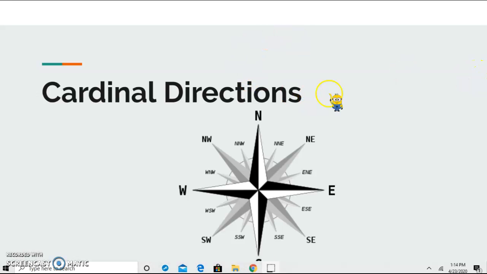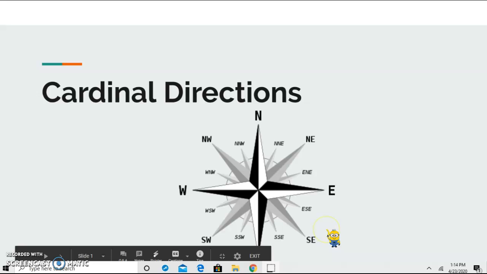Okay, welcome everybody. So in social studies last week we talked about the 7 continents of the earth, right? And so today I wanted to focus on cardinal directions and what actually are cardinal directions.